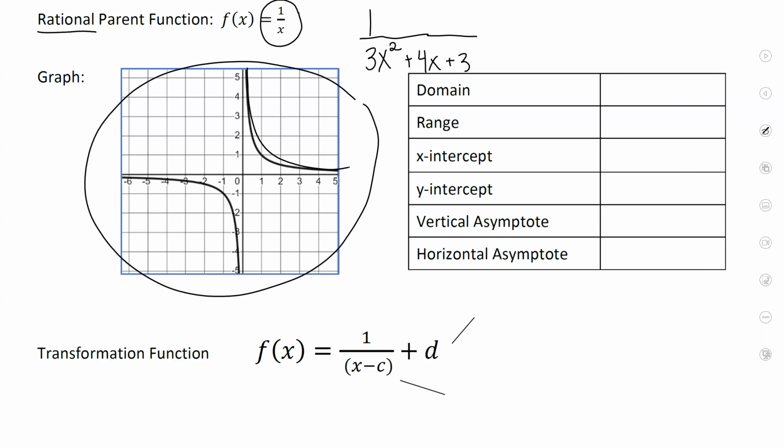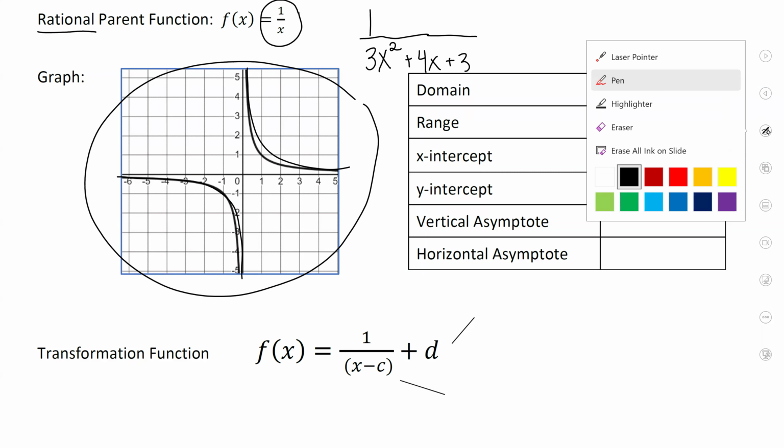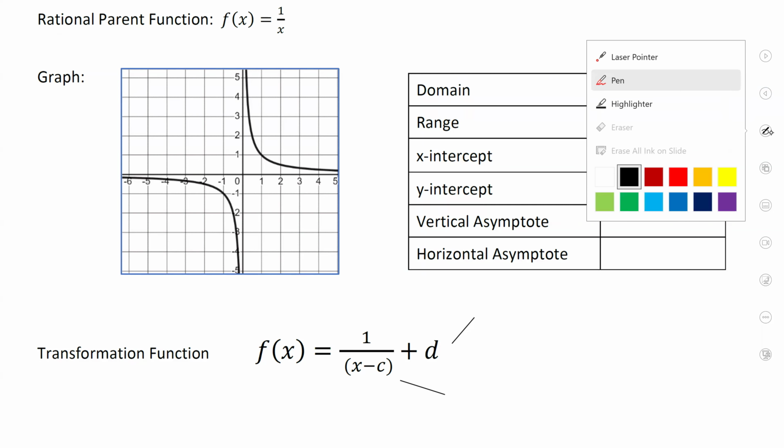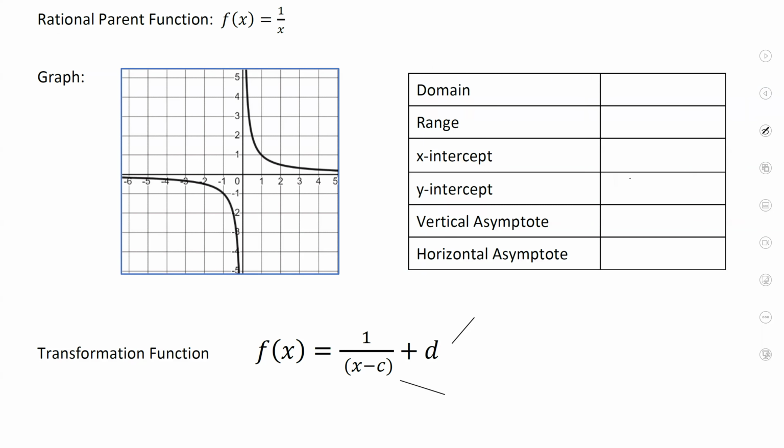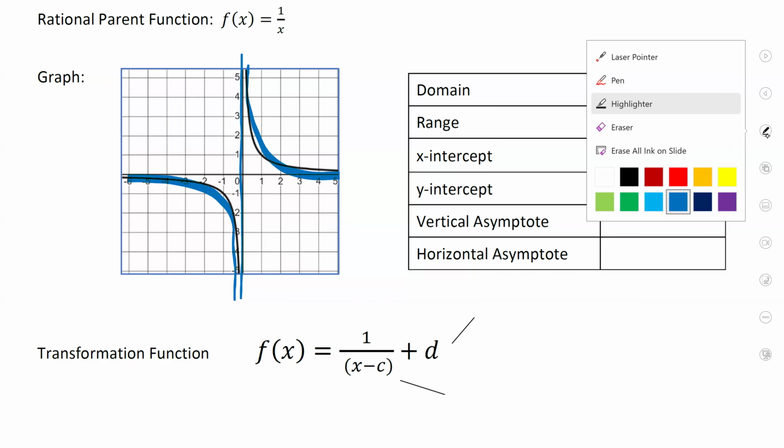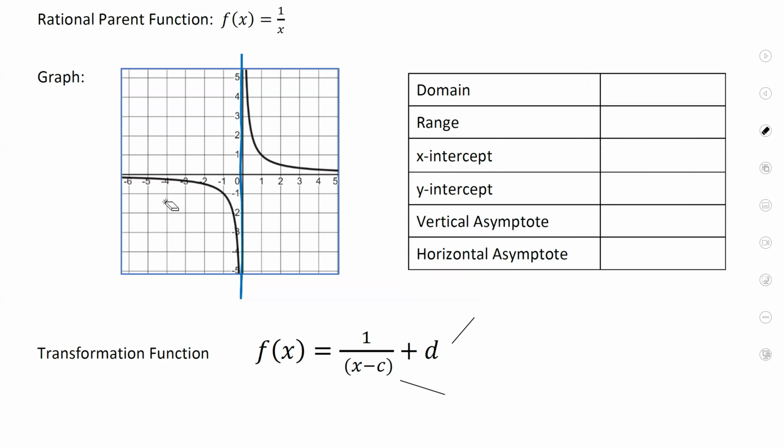You'll have two parts. Okay, so let's go ahead and discuss some of the attributes, some of the characteristics. So let's talk about the vertical asymptote. Do you guys see where the vertical asymptote is? Yep, it's at 0. Go ahead and draw the vertical asymptote. That is the vertical line that both sides get very close to, but don't actually touch. So your vertical asymptote went through the x-axis at 0. So the vertical asymptote is x equals 0.